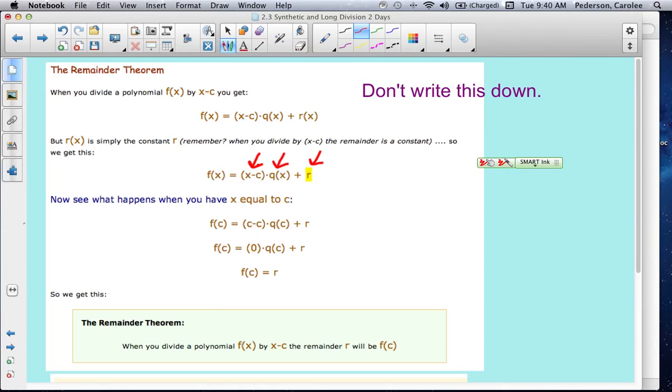If you get a remainder, you can also write it as an ordered pair. So let's say you get a remainder of 5. That would be a point on the graph at whatever you evaluated, and then 5.